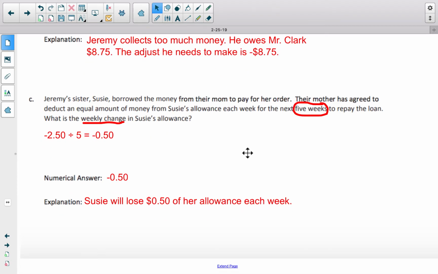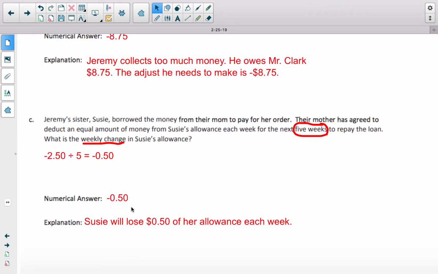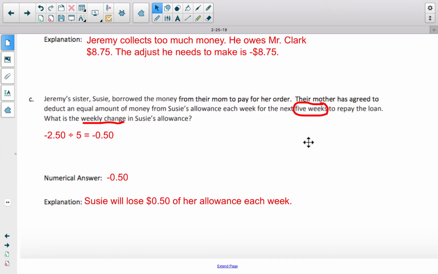Now C deals with Jeremy's sister Susie paying for the order. So if I go back here, we have Jeremy's sister. She has to pay $250 for this violet. Now, if I scroll down again, she has 5 weeks to repay it. So we're taking that $250 and dividing it by 5 to find the weekly change, and it is 50 cents. That means Susie, and it's a negative 50 cents, because Susie is paying this, she's going to lose 50 cents of her allowance each week.